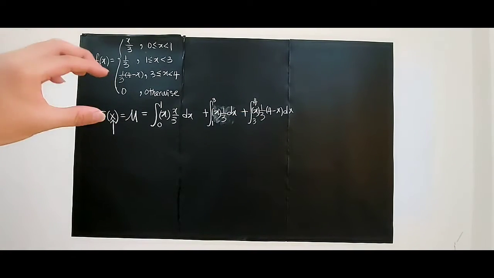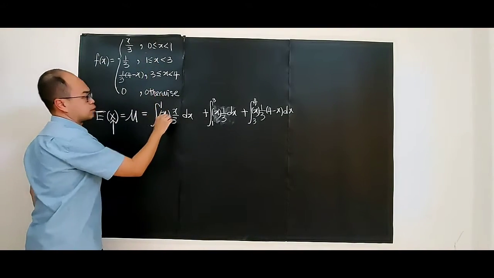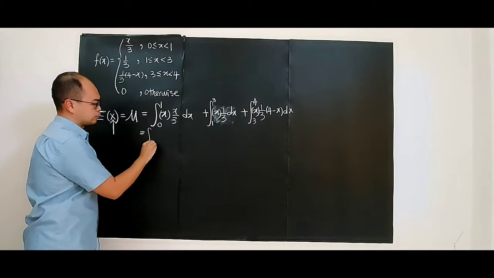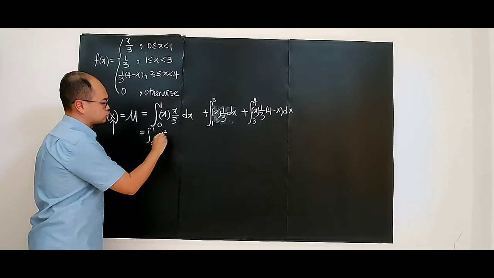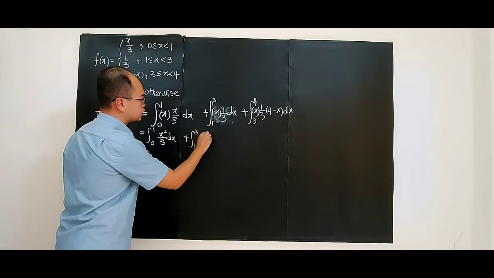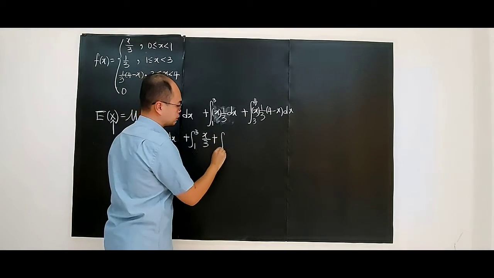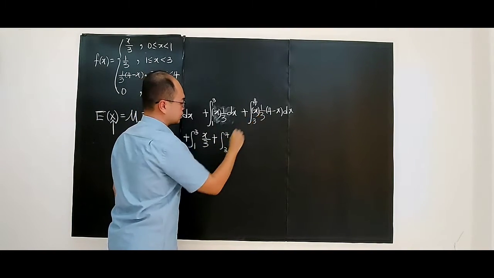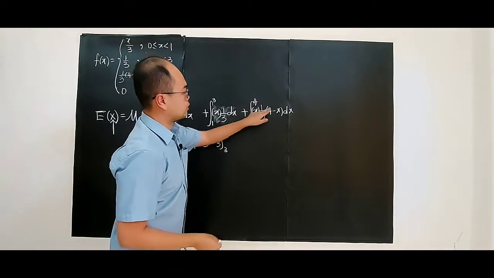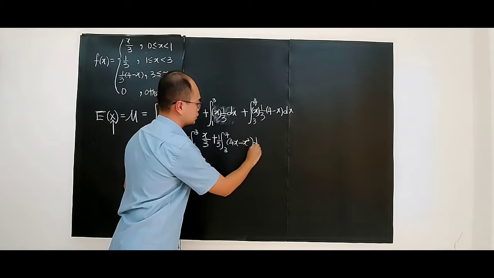Now, how to find the mean? Very simple. Just like adding all the integrals, but you multiply each integral by x. So you integrate from 0 up to 1 of x to the power of 2 over 3 dx, plus from 1 up to 3 of x over 3, plus the integral from 3 to 4. You multiply by x, and you can take out the 1 over 3, since it is a constant, then you have 4x minus x to the power of 2 dx.